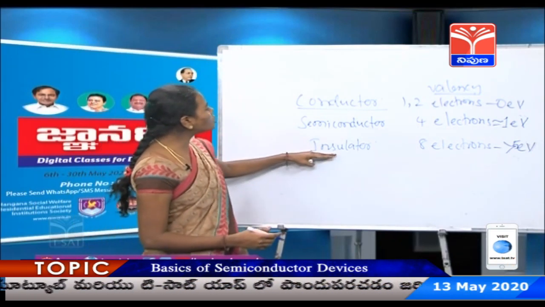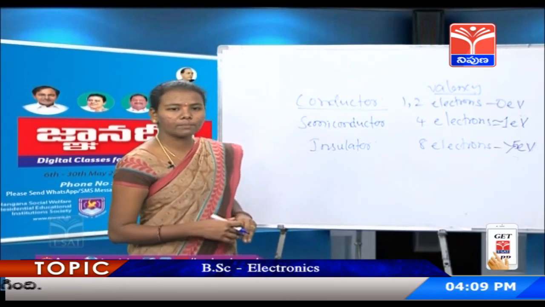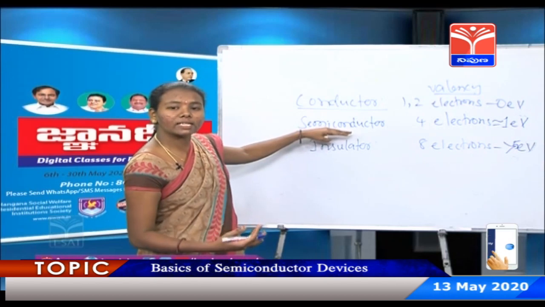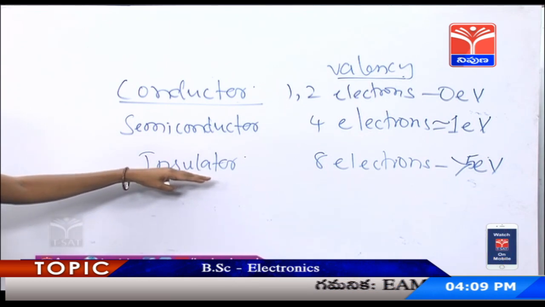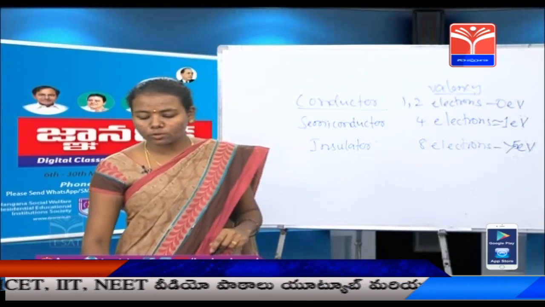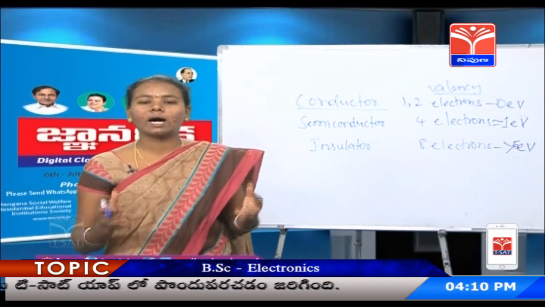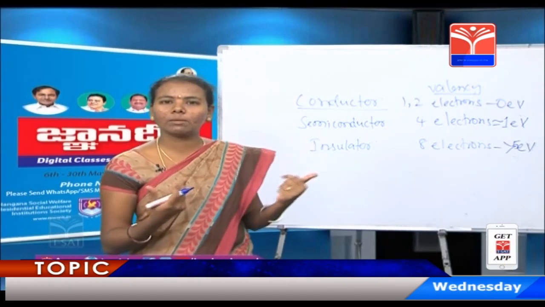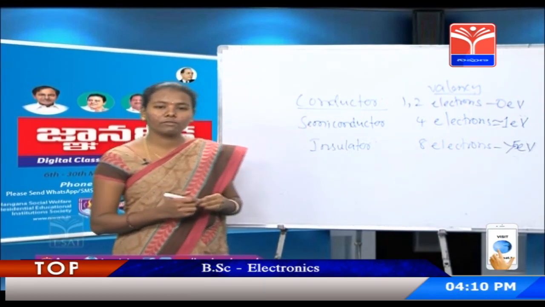So insulators will not conduct electricity, and conductors will allow electricity, whereas the conductivity of a semiconductor can be varied. You can make them act as a conductor, or you can make them act as an insulator. This is the property of semiconductors which makes them useful for electronics. Most electronic appliances are made up of semiconductors, because their conductivity can be varied.